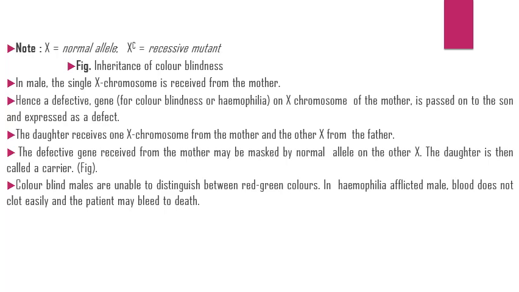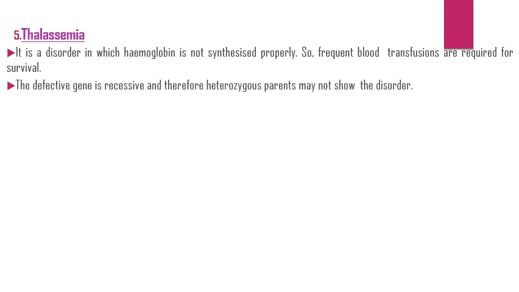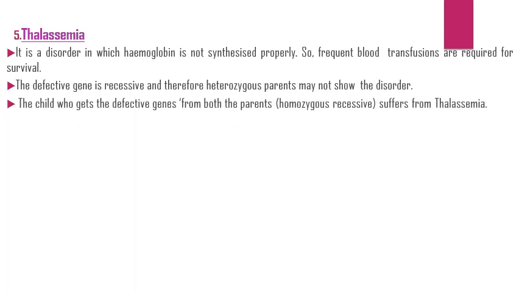Color-blind males are unable to distinguish between red and green colors. In hemophilia, an affected male's blood does not clot easily and the patient may bleed to death. Its mode of inheritance is exactly like that of color blindness. Thalassemia is a disorder in which hemoglobin is not synthesized properly, so frequent blood transfusions are required for survival. The defective gene is recessive and therefore heterozygous parents may not show the disorder. The child who gets the defective genes from both parents suffers from thalassemia.